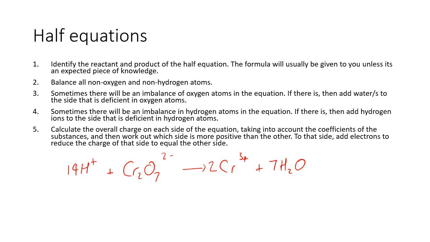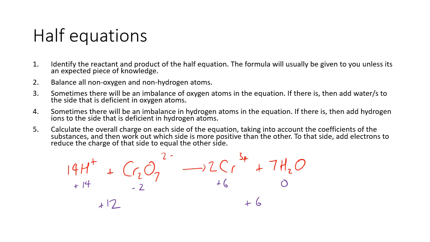So now we need to balance out the charges. So let's have a look at the charges. We've got plus 14 here. Oops, not plus 114, plus 14. And a negative 2 here, so that's a total of positive 12. Happy with that? We've got a total charge here of positive 6 and 0, so a total charge of positive 6. Which side is more positive?